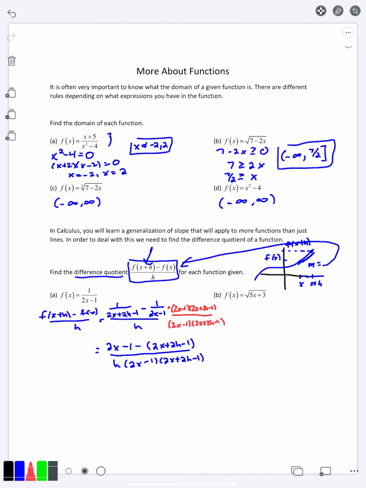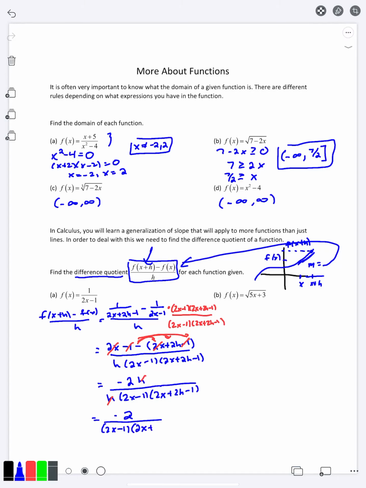However, we will go ahead and distribute the negative sign in. And if you do that, you're going to have 2x minus 2x is going to cancel. Minus 1 plus 1 is going to cancel. And you're going to be left with just a minus 2h on top over h times 2x minus 1 times 2x plus 2h minus 1. And finally, your h's will cancel, and the answer we want here is negative 2 over these two things in the bottom here.